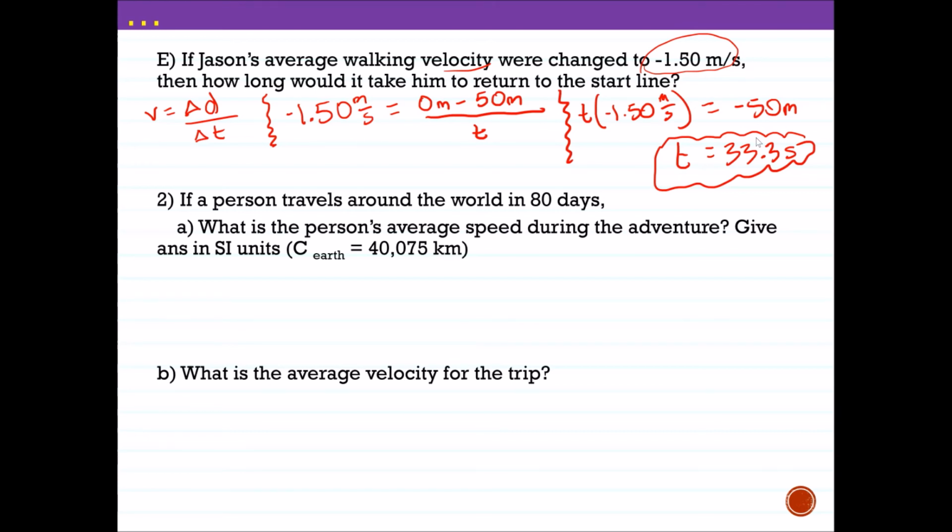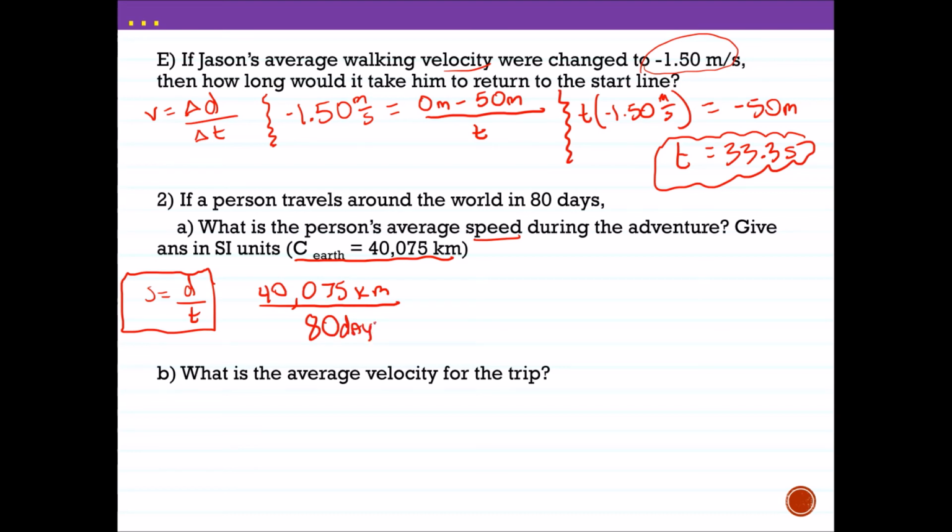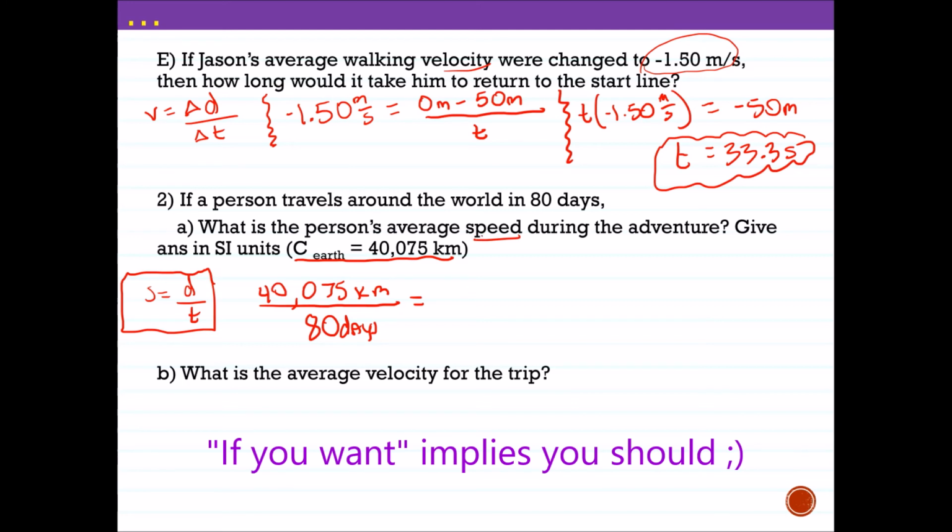Number 2, if a person travels around the world in 80 days, A, what is the person's average speed during this adventure? Speed is distance over time. The total distance covered would be the circumference of the Earth, 40,075 kilometers, divided by the time, which was 80 days, equals. Now, if y'all want to try these on your own first, pause this video and then come back. Pause it now.